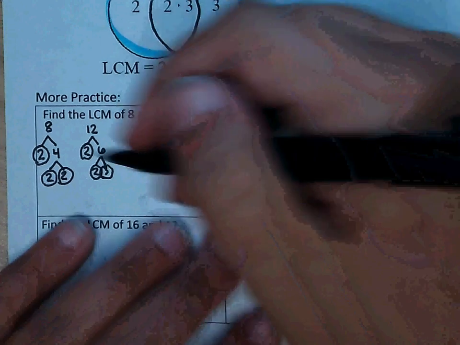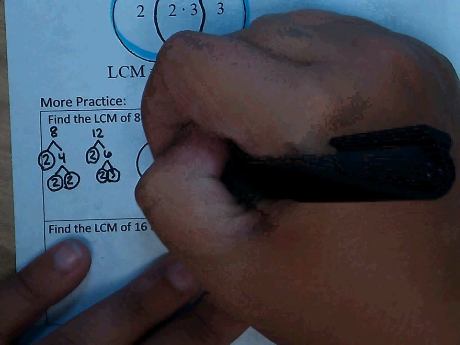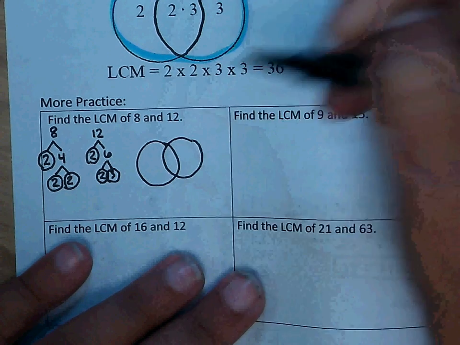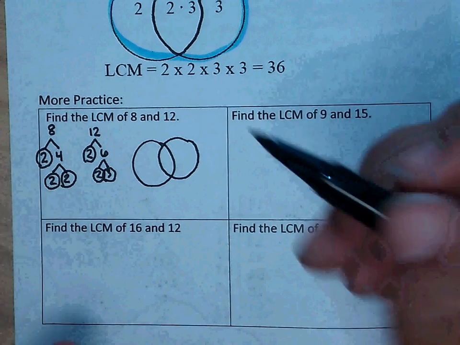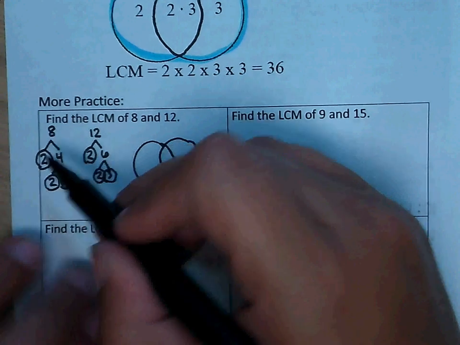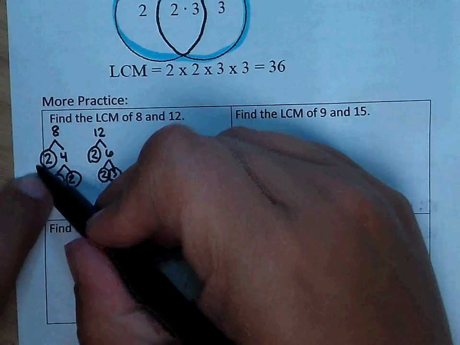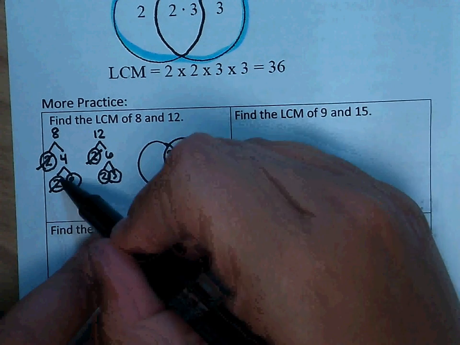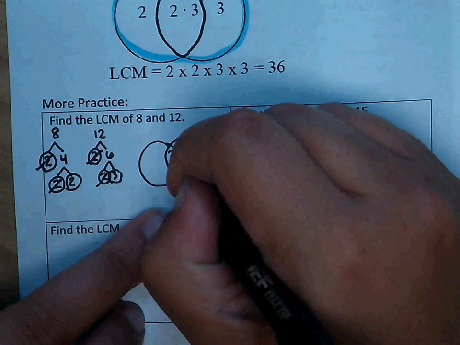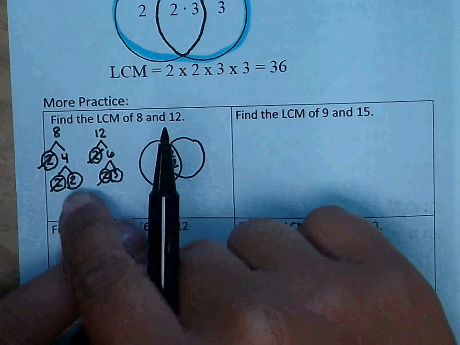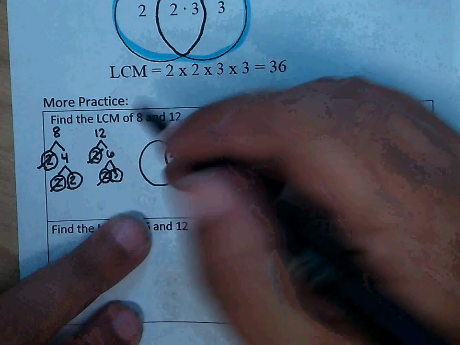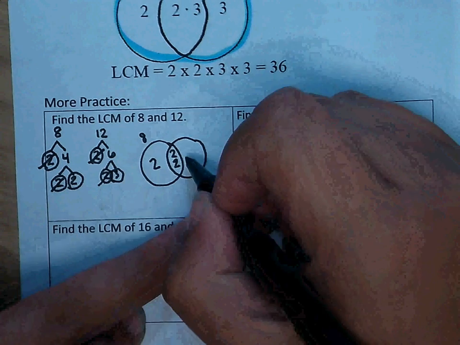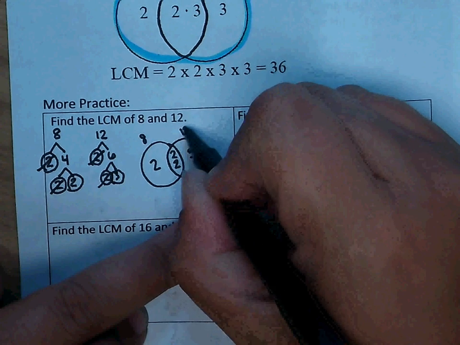All right, let's make our Venn diagram. I know it's kind of small. I'm sorry about that. All right, let's put what they have in common in the middle. So this guy's 8, this has a 2, and this has a 2. So let's put a 2 in the middle. This has a 2 and another 2, so let's put another 2 in the middle. They have nothing else in common, because that's a 2 and that's a 3. So let's put the 2 in over here for 8. And then let's put a 3 in over here for 12.